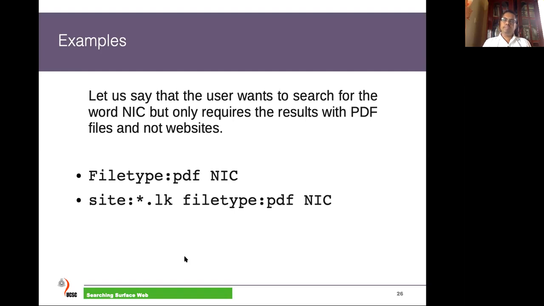Since most of the documents published over the internet use PDF format, you would like to limit your search to PDFs. So you type filetype:PDF NIC. Then it might produce all the results which have the keyword NIC in PDF documents from all over the world. But maybe you want only the Sri Lankan websites. So you add site:*.lk. The site operator limits the search to Sri Lanka. This will produce the documents which have NIC numbers published on the web.